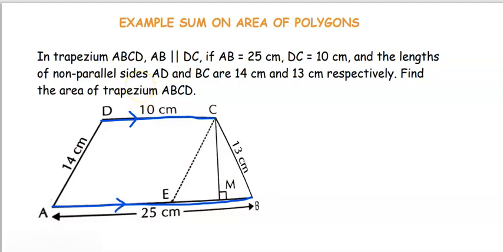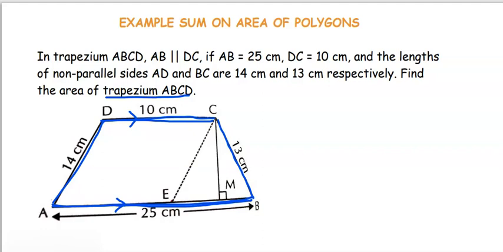Next, AB is given, this down side is 25 centimeters, and CD is given as 10 centimeters. The non-parallel sides are AD and BC. These two are the non-parallel sides for the trapezium. Each is 14 and 13 centimeters respectively. Find the area of trapezium ABCD.